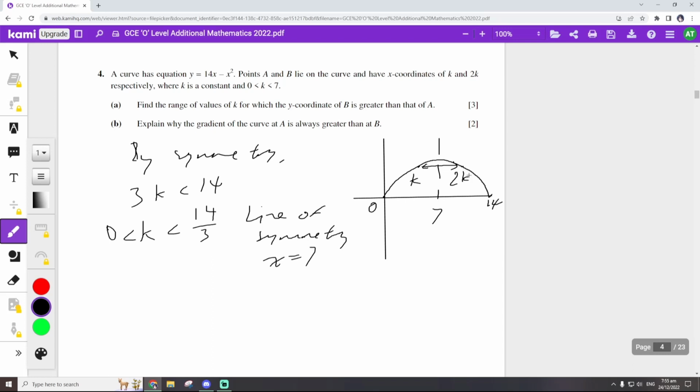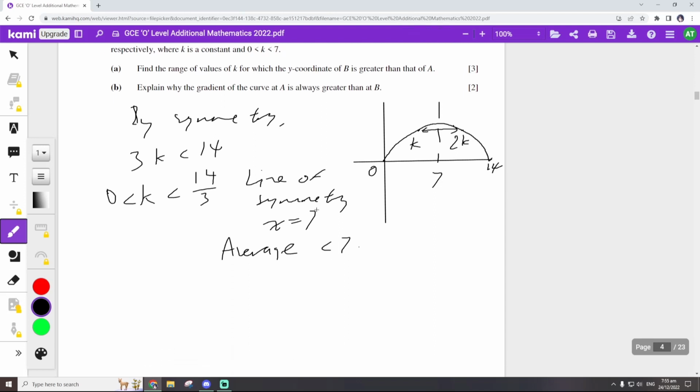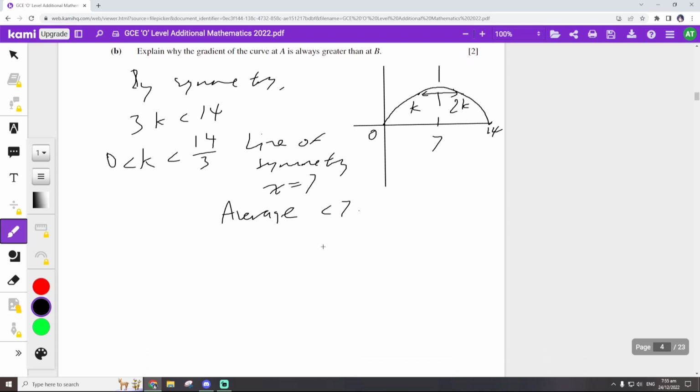Then I want to have the average of the x coordinates less than 7. That's how I would put it. And then you could also do 3k over 2 less than 7, which is the same thing. Okay? Explain why the gradient of the curve at A is always greater than at B.